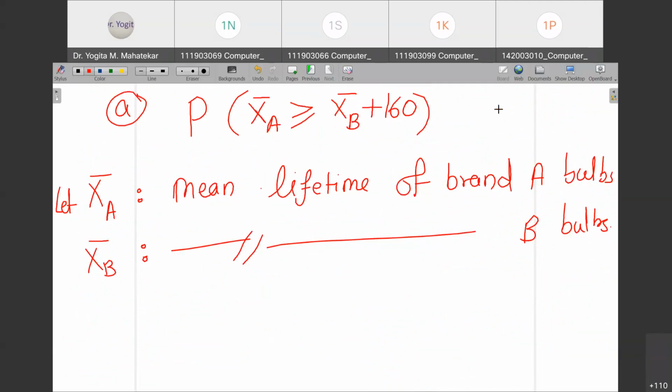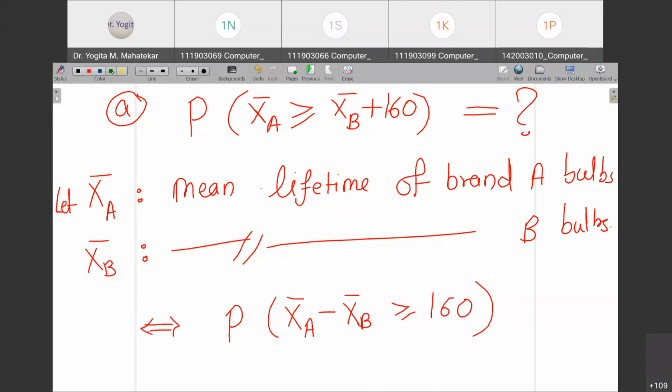So this is my question. You should always be able to express the question in probability language correctly. If your expression is correct, then only your answer will be correct. It's quite obvious. So in other words, I have to find the probability that XA bar minus XB bar should be greater or equal to 160.